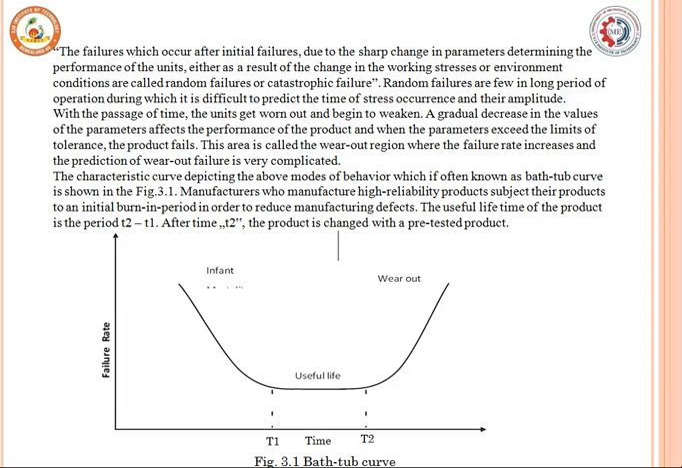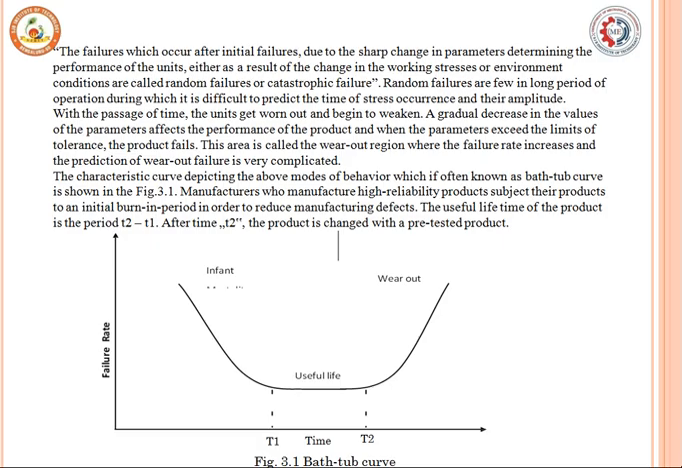In the bathtub curve here, it shows the failure rate versus the time. Initially there will be failures, known as infant mortality or early failure. This can be corrected initially. When it is sent back to the company, they are going to correct it. Once those things are corrected, the time between T1 and T2 is known as the useful life, where the operating period will be very good. So there won't be any failures at that stage.